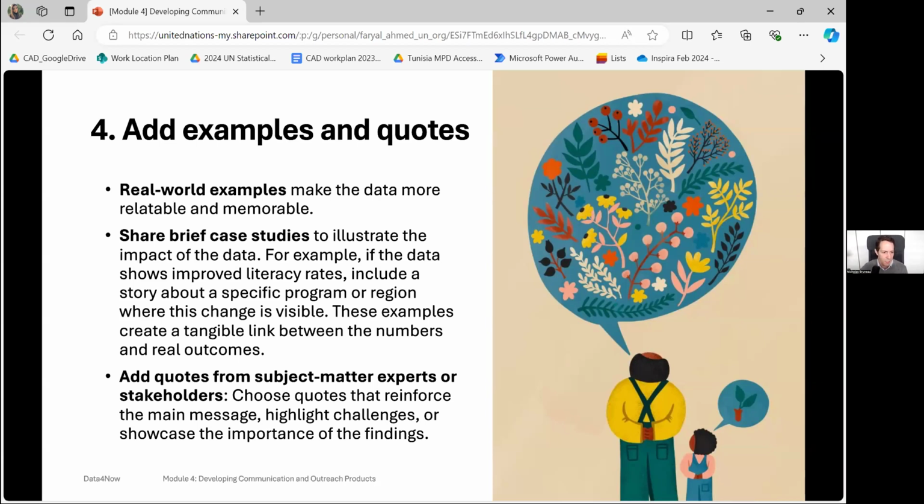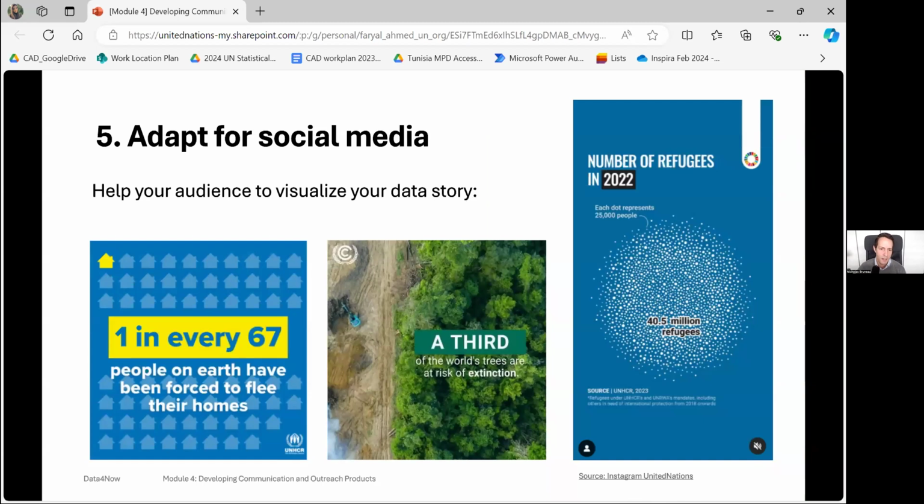So thank you. In the next slide, finally, is adapting it for social media and trying to find ways that will get people's attention. As you know, on social media, people have a very short attention span. So how can you pique their interest?